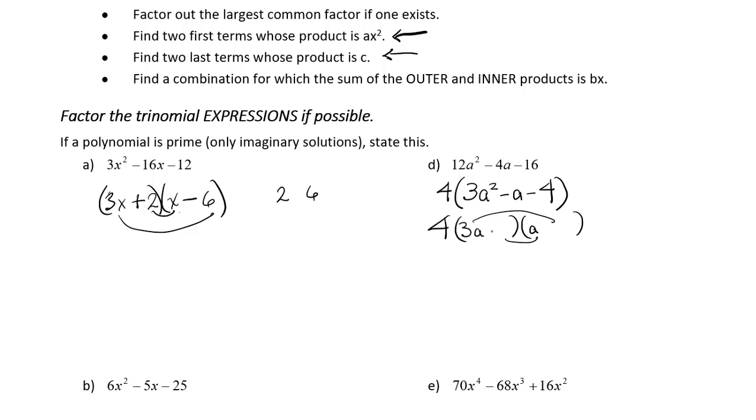So 3 and 4. Well, I know 4 times 1 will give me 4. And I know 2 times 2 will give me 4. So let's try 1 and 4. This will give me 3 on the outside, 4 on the inside. So as long as 4 is negative and 1 is positive, I will have the correct middle term of negative a. That works. Let's try the next one.